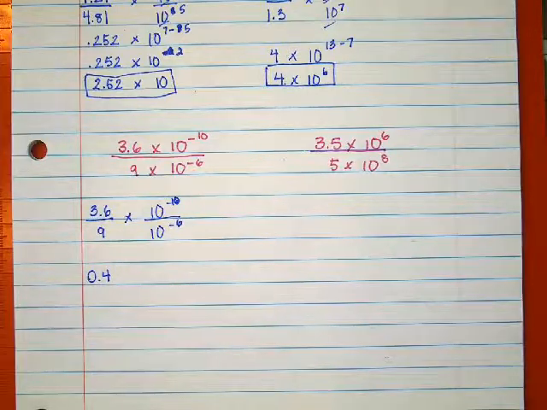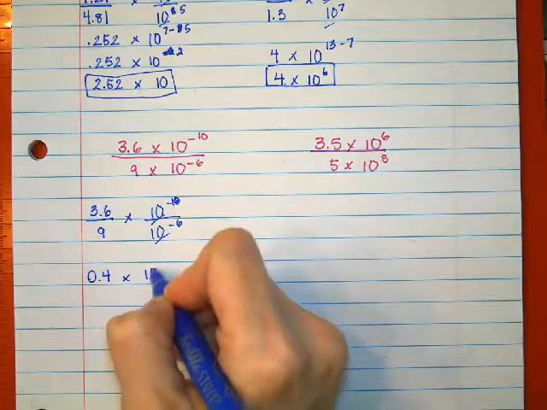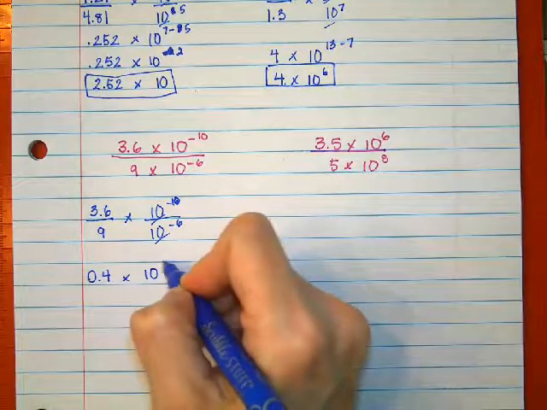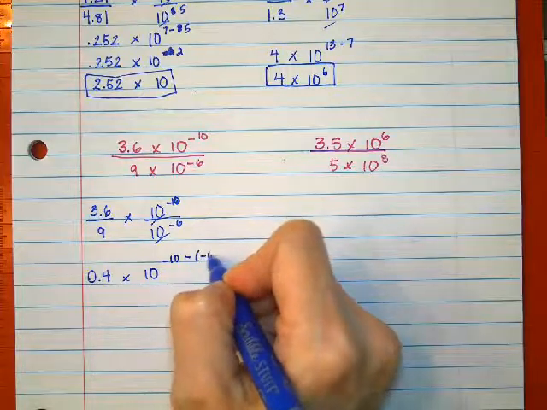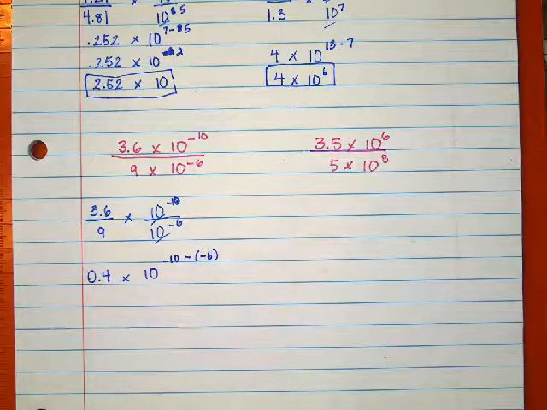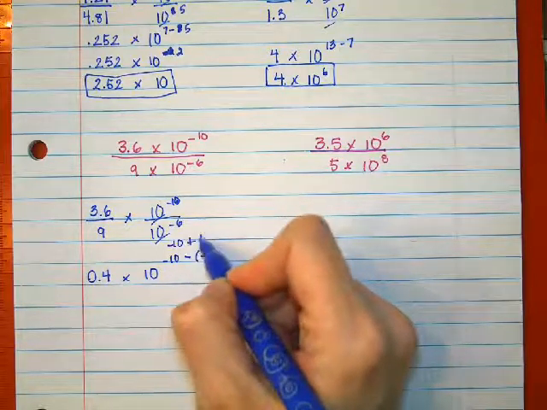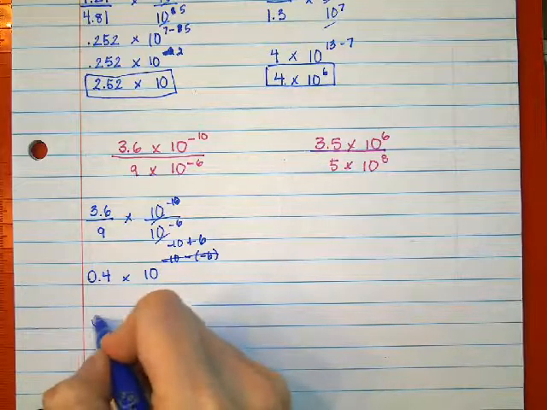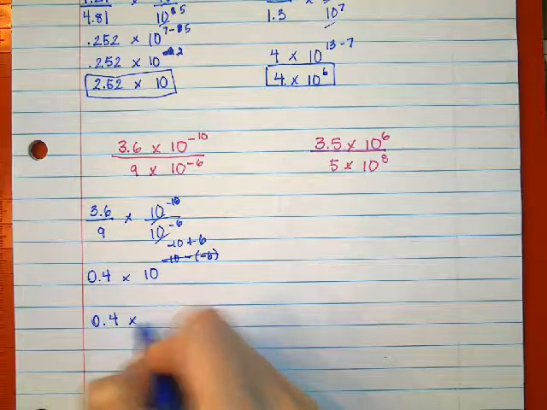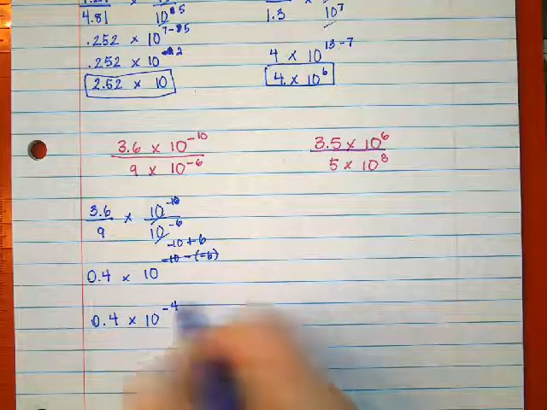Alright, since we have both our base 10s, we bring down the base they have, which is 10, take the top exponent, negative 10, and minus the bottom exponent, which is negative 6. We've learned that the negative becomes a positive, so it's the same as negative 10 plus 6. Let's bring down my 0.4. And then negative 10 plus 6 is negative 4.